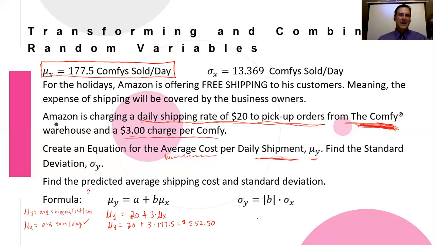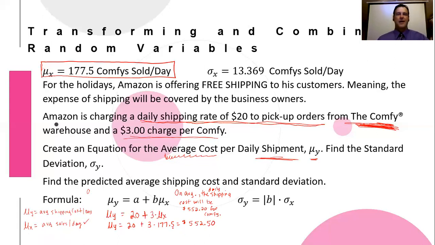And what does that mean? It means on average, the shipping cost will be $552.50. Okay, and I'm going to add something. I just said the shipping cost. I call it the daily shipping cost. I'll put that above. Okay, for the comfy. Okay, and I could also say by Amazon, but I'm just going to leave it at that, just not to make it sound so wordy.